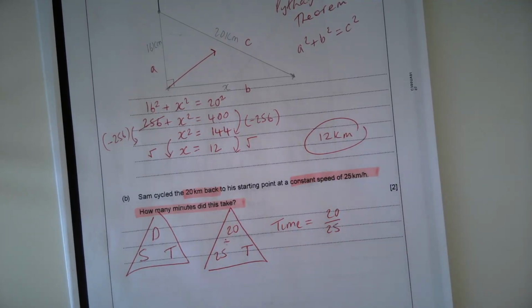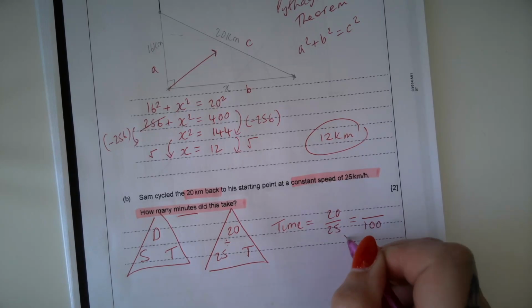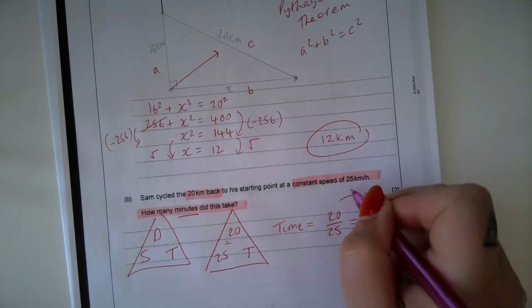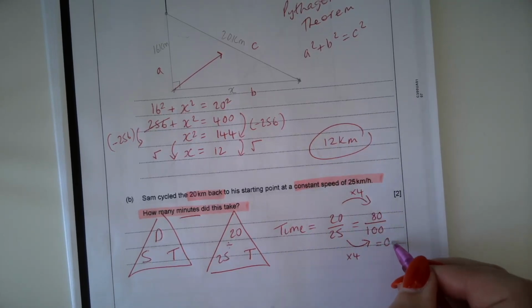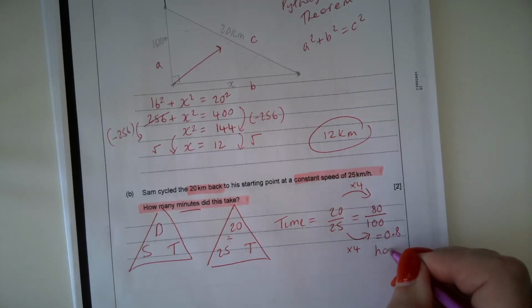Now I've written that as a fraction because what I want to do is get this time in minutes. But when I'm working it out in this way, currently it's 20 out of 25 hours. Okay, I'm going to scale that up. So I'm going to multiply by 4 to make it a fraction out of 100. Do the same to the top. So 80 out of 100 I know is 0.8 as a decimal. That's why I scaled it up to 100, to work with something that I was comfortable with. So this is 0.8 hours.